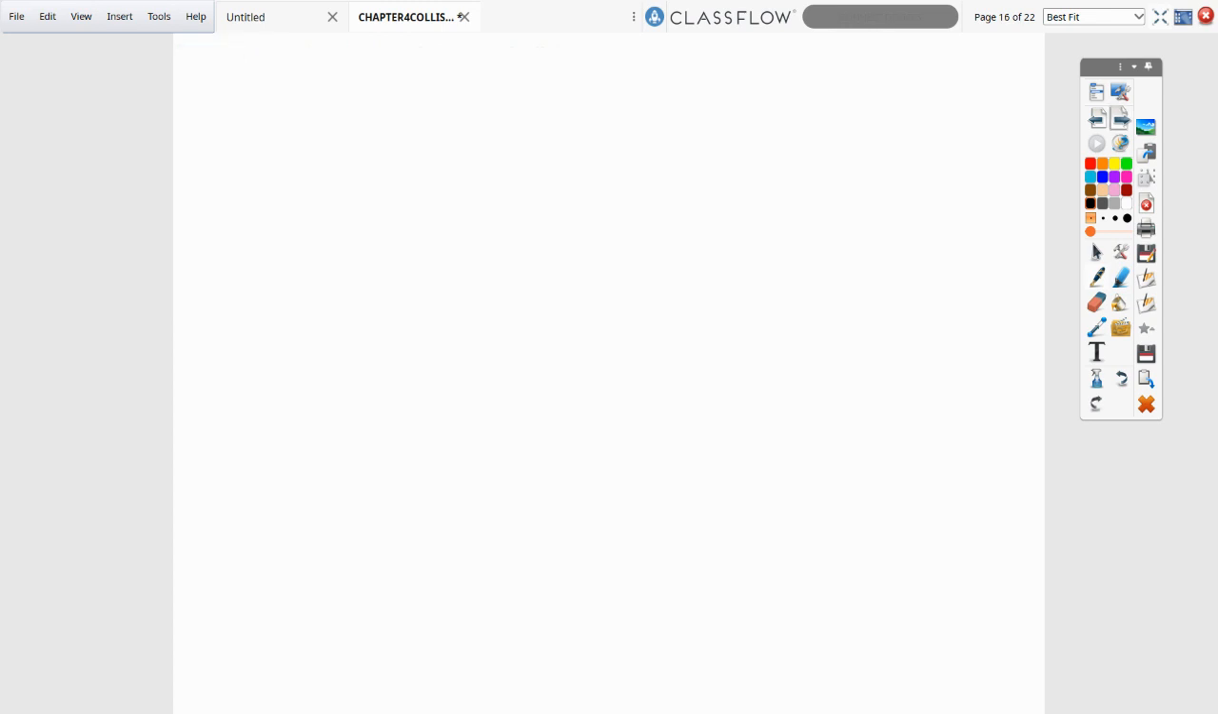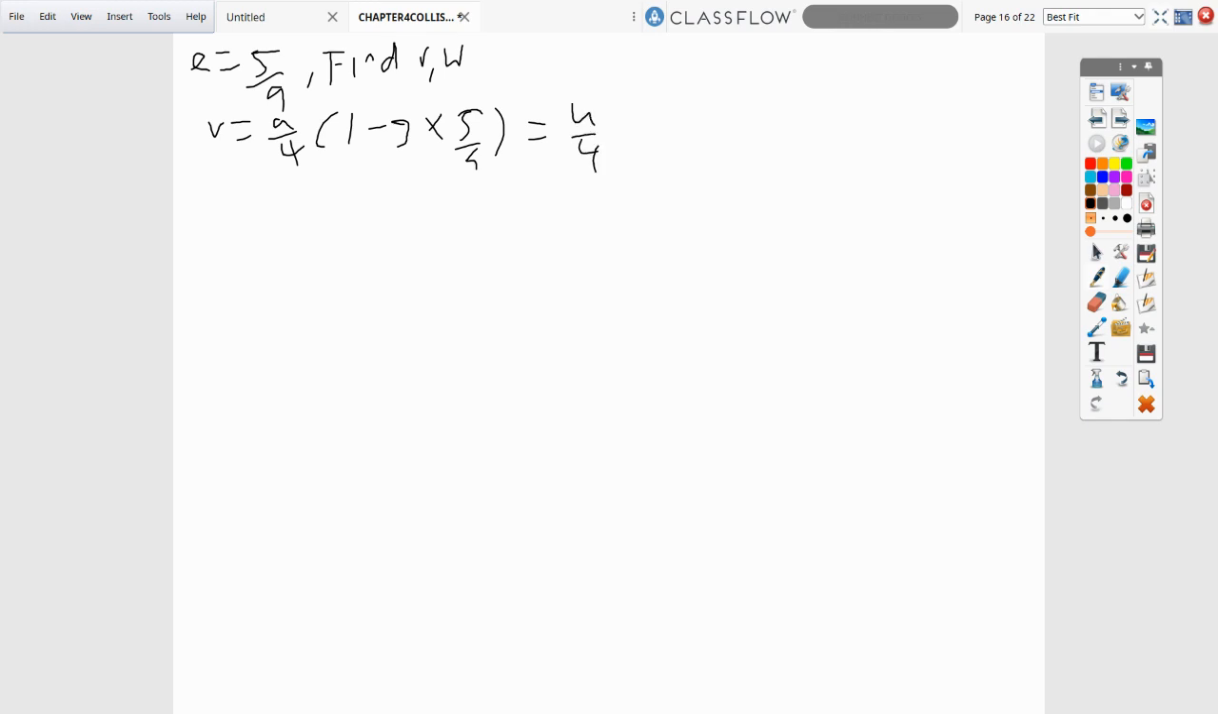From what we've been told there, we're told that E is 5 over 9. We want to find V and W. So V was U over 4 times 1 minus 3 times E, which is 5 over 9. Which is going to be, what, I'm going to have to do this in my head, which I don't like. U over 4 times minus 2 thirds, yuck, which is minus U over 6, I want to say. I think that's right.